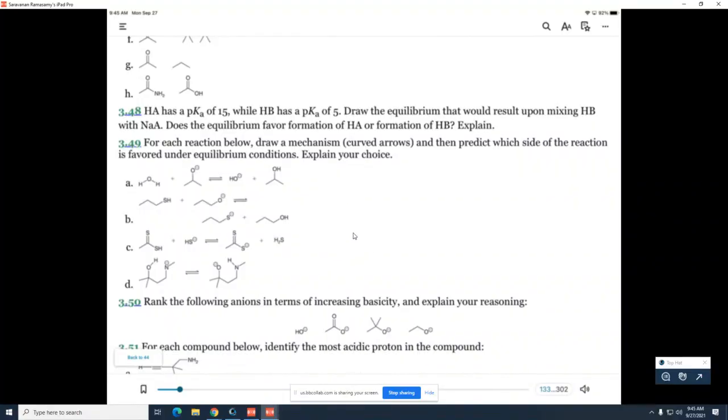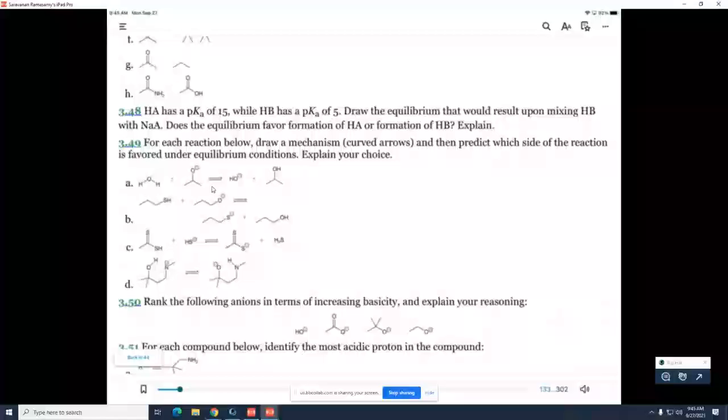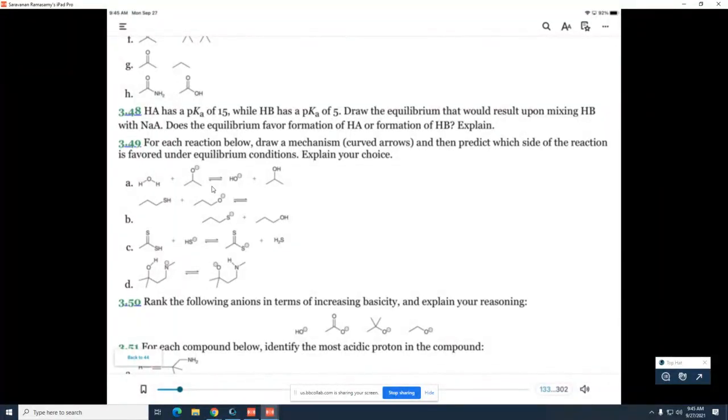I think we did a lot of examples similar to this. Draw the reaction, draw the mechanism, predict the position of equilibrium based on qualitative or quantitative analysis. Let's go. Let's look at D. Right. D here.